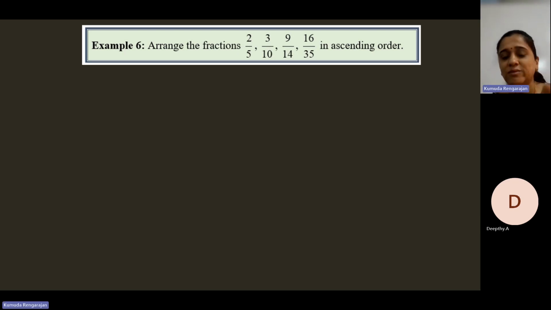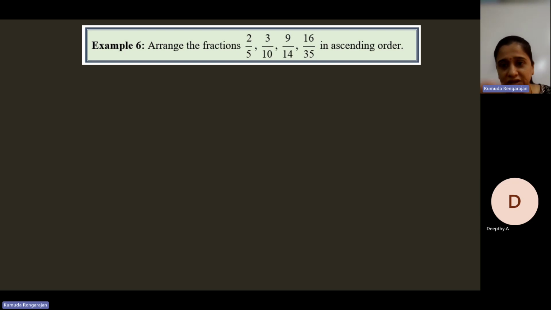The fractions are unlike because the denominators are 5, 10, 14, 35, different denominators they have. They are unlike fractions. Find the LCM of the denominators and make them like fractions. Once you make them like fractions, you can compare the numerators, right? Smaller the numerator, smaller the fraction. Greater the numerator, greater the fraction.